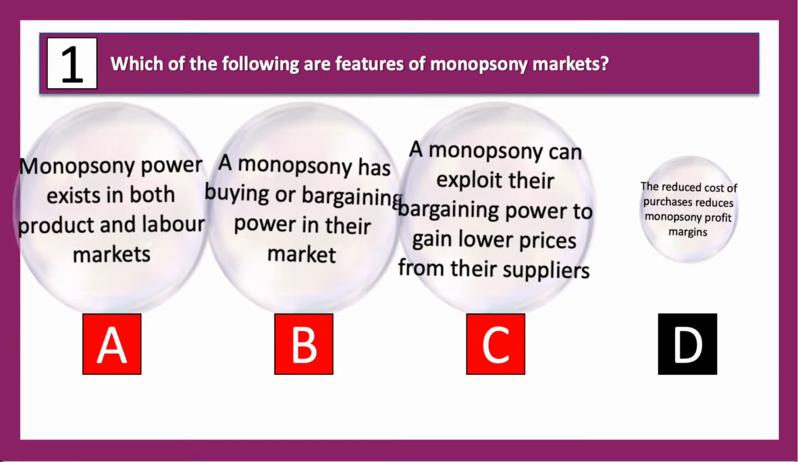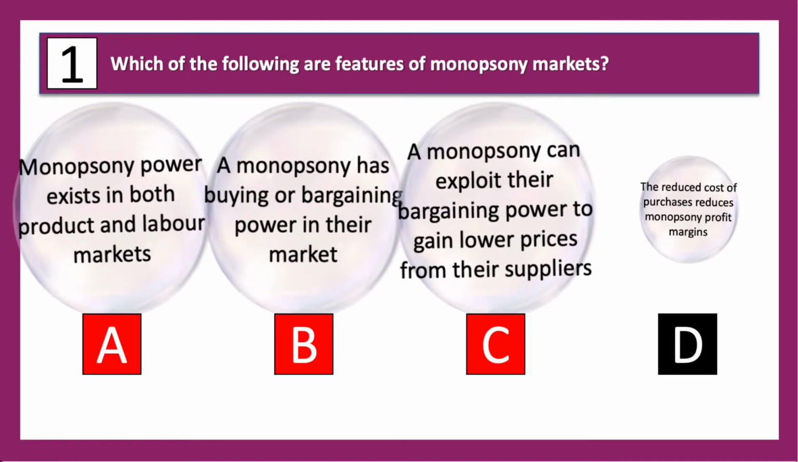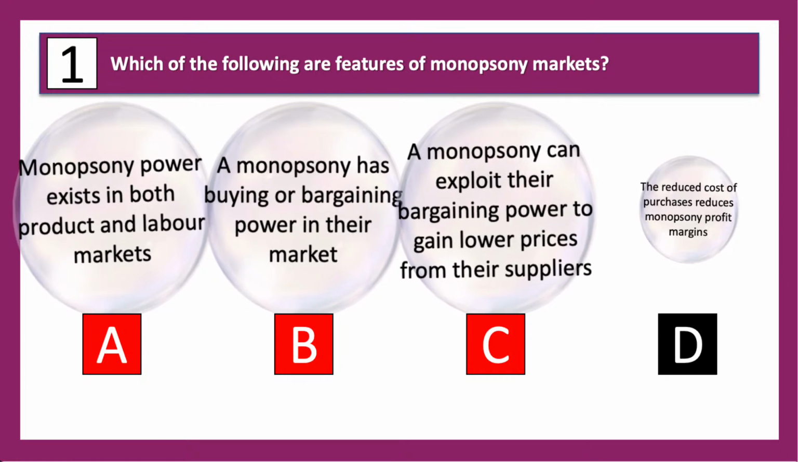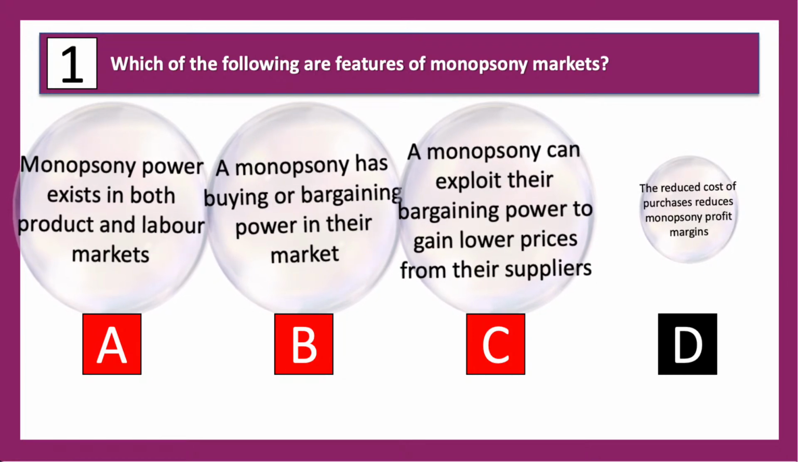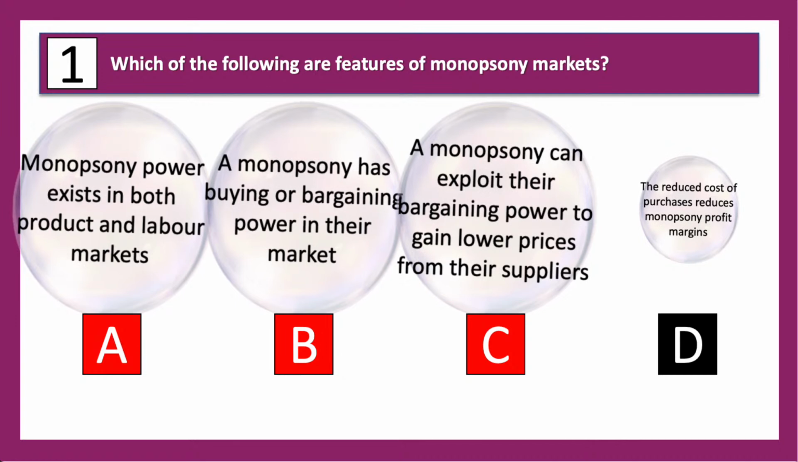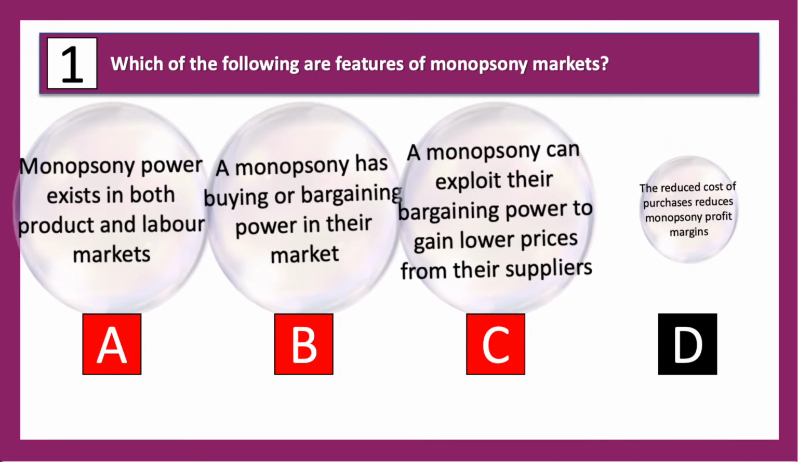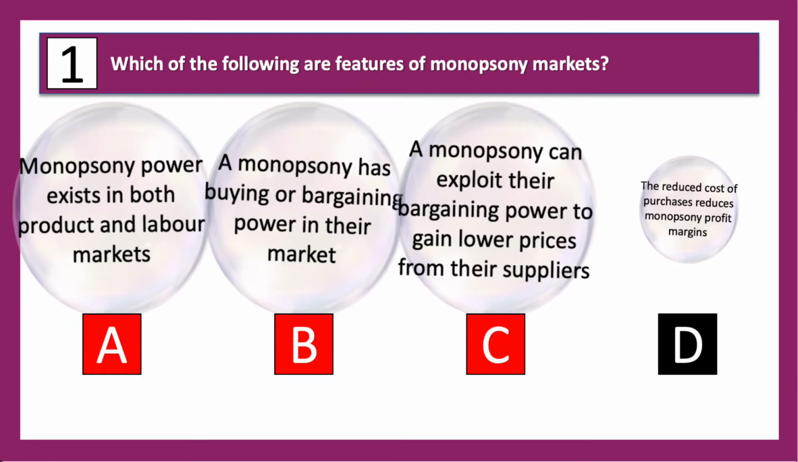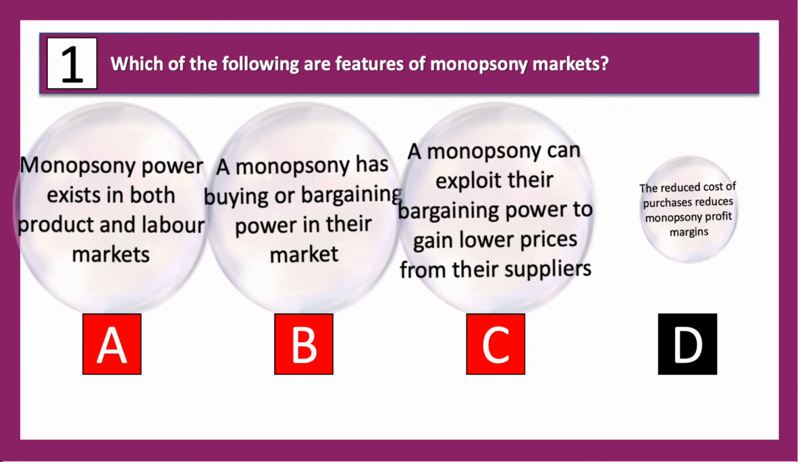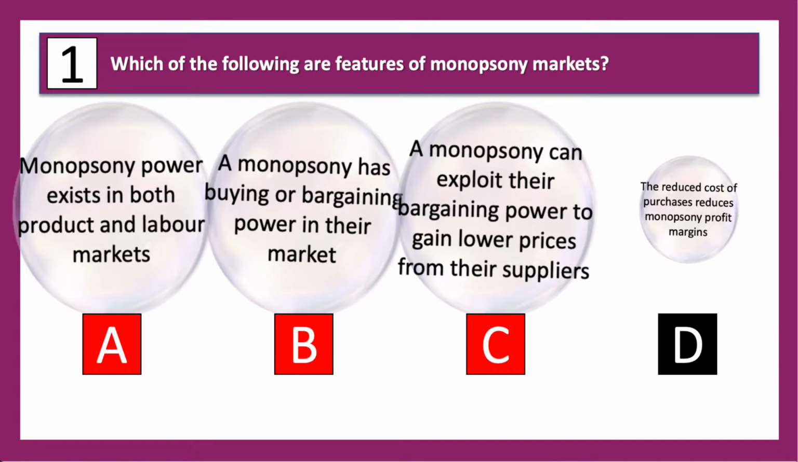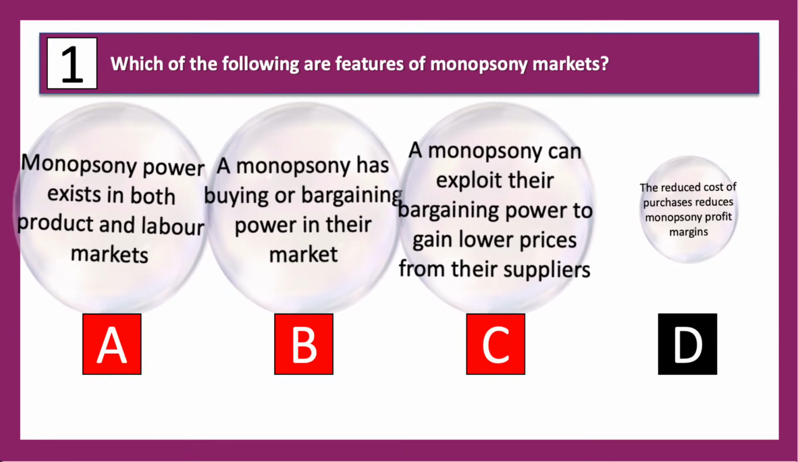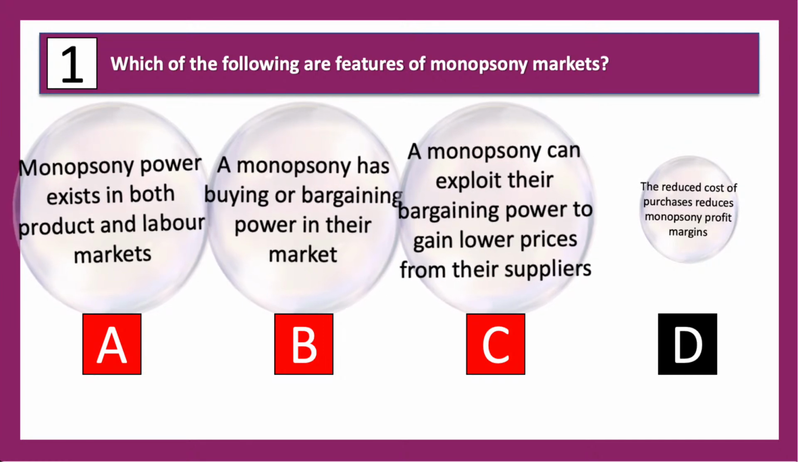What we're saying here is monopsony power exists in both product and labour markets. And monopsony has buying or bargaining power in their market. That's a description of the type or definition of what monopsony power means. And what C is saying is that monopsony can exploit their bargaining power to gain lower prices from retailers. That's an extension or a logical progression in the chain of reasoning explaining what monopsony power means.